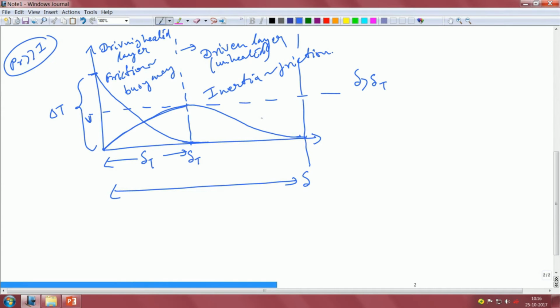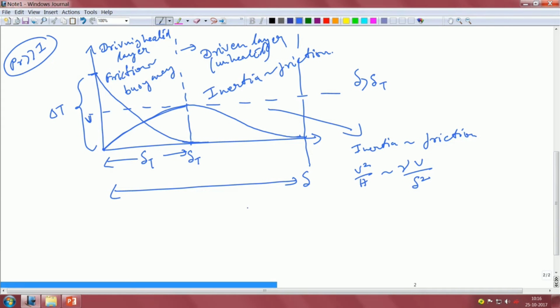So, in other words, in this region, if we just apply a balance, inertia balances friction, what we will have is basically v square by h balancing gamma v by delta square, correct. Now, that will be the balance.